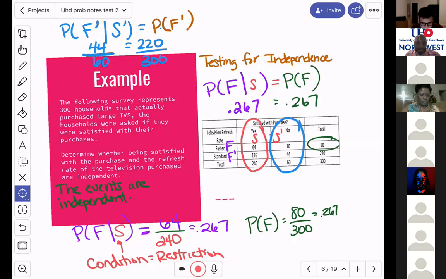All right. So we're going to do another example. Let's do another example of this.